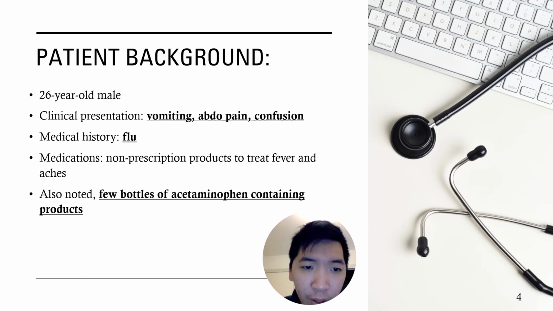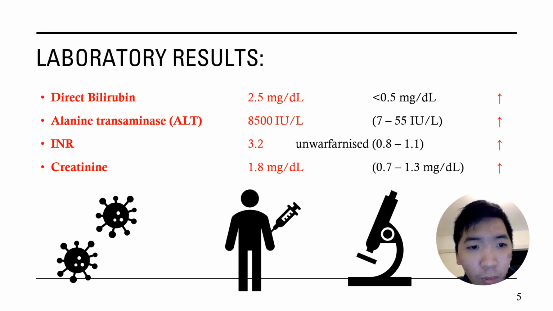So here is a case study. Our patient is a 26 years old male. He was presented to the hospital with symptoms such as vomiting, abdominal pain, and confusion. The patient has a history of flu and has taken non-prescription products to treat fever and aches, which include a few bottles of acetaminophen. So the doctor has ordered some blood tests.